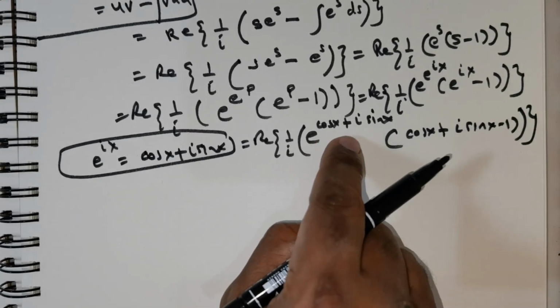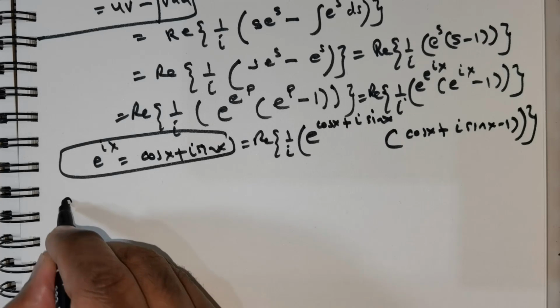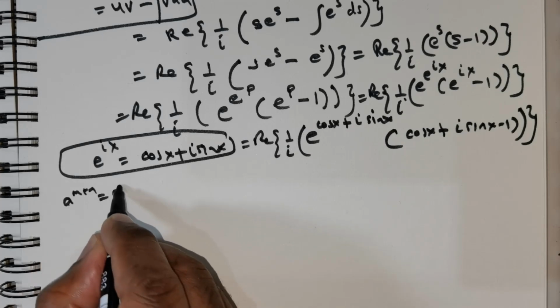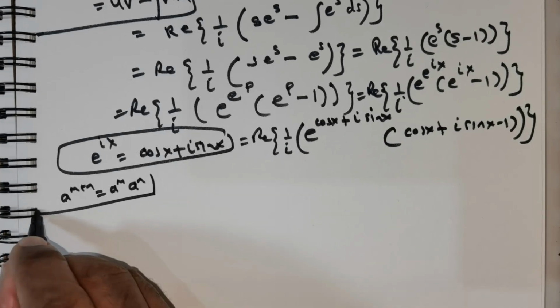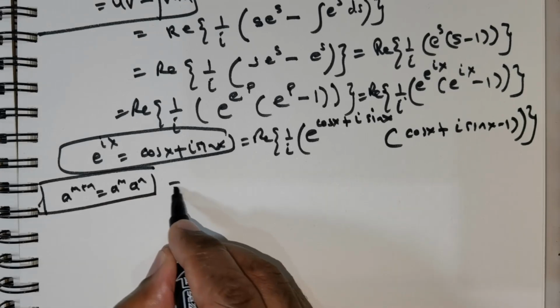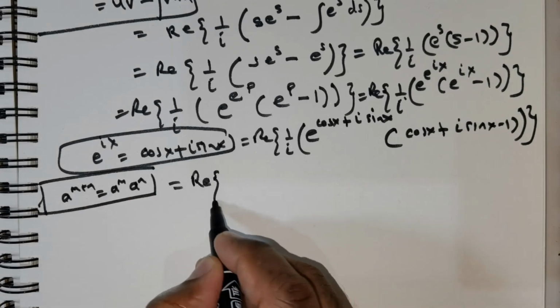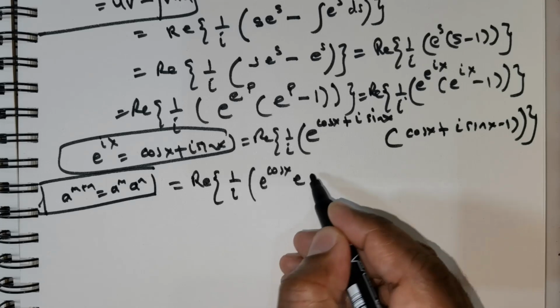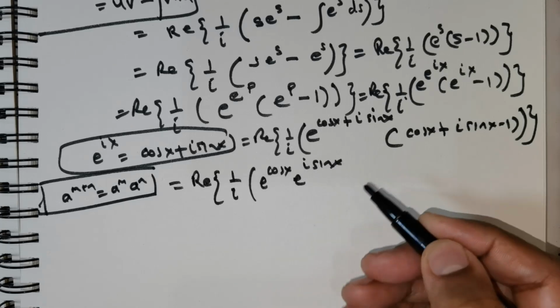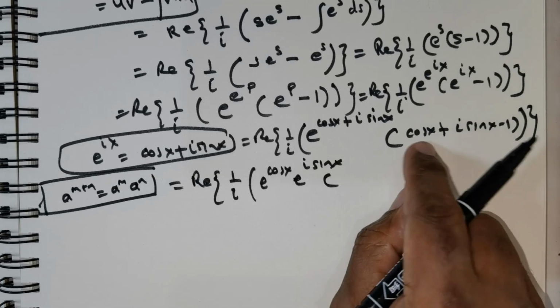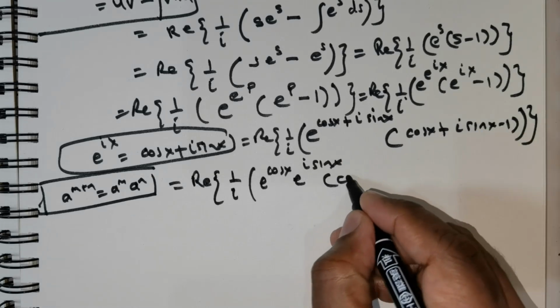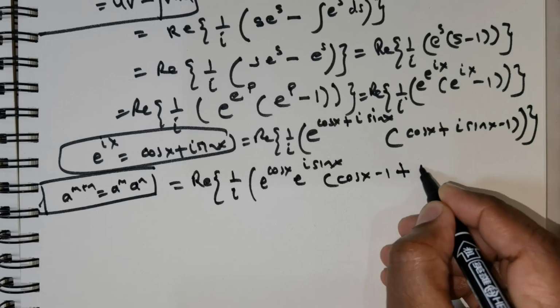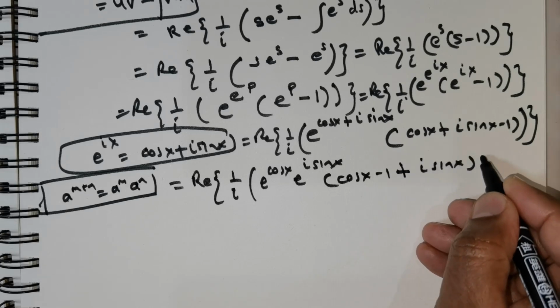Now I can always write a raised to the power of m positive n as a raised to the power of m times a raised to the power of n. Right, I can always do that. So this is equal to real part of 1 over i times e raised to the power of cos x times e raised to the power of i times sin x. Cos x can be clubbed with negative 1. So it's going to be cos x negative 1 positive i times sin x.